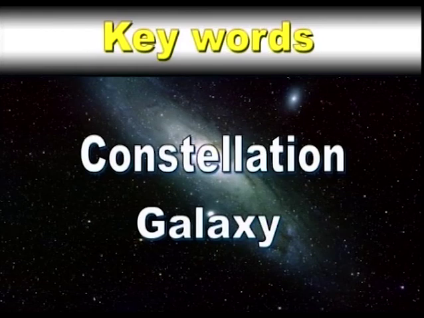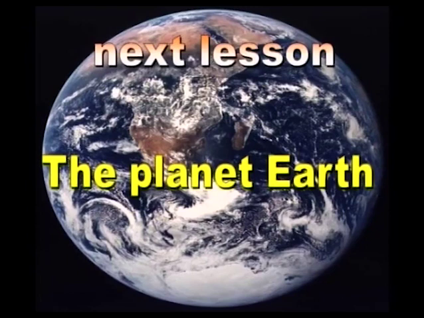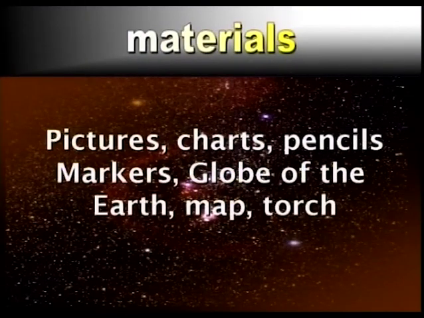Our next lesson, teachers, receiving students, and class, is the planet Earth. And the materials that we will be needing are pictures of the Earth or pictures of planets. If you have a picture of a solar system, you may print that. Charts, pencils, markers. If we have globes, receiving teachers, you may use that. A map and a torch.